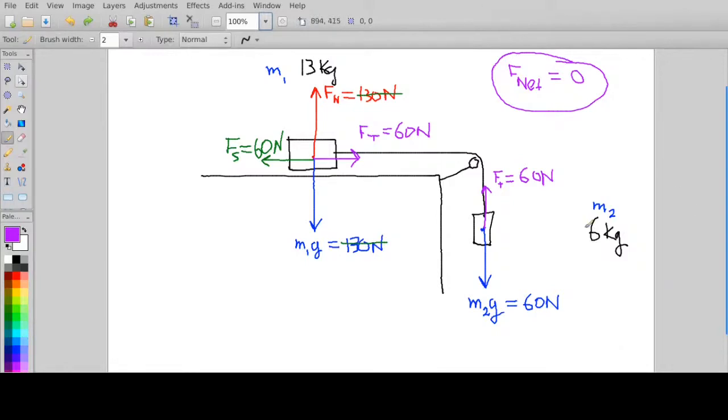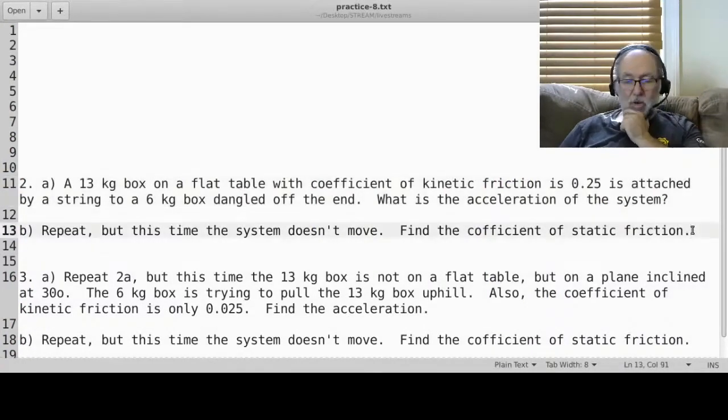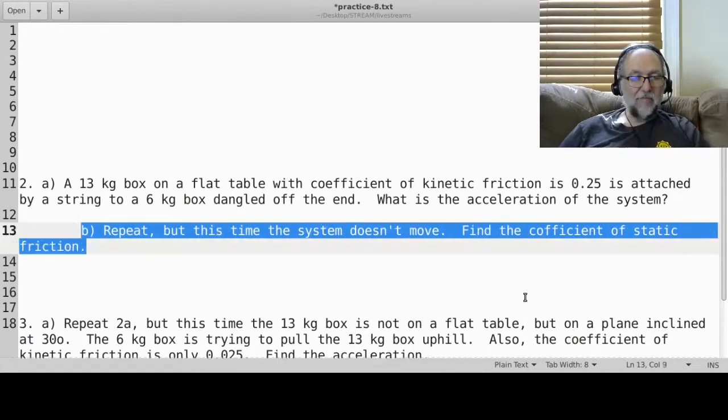All right, this is kind of nice because, unlike the kinetic friction problems where we didn't know Ft, so Ft was a question mark and we had to solve two equations in two unknowns, here we have all of the forces. So let me switch back to my other board, and we're answering this problem right here. Find the coefficient of static friction.